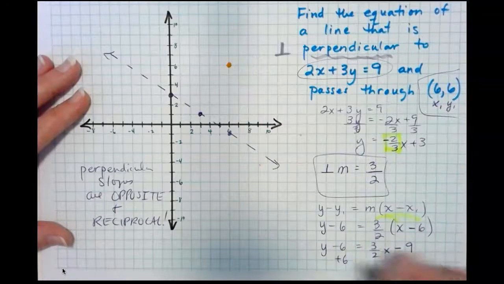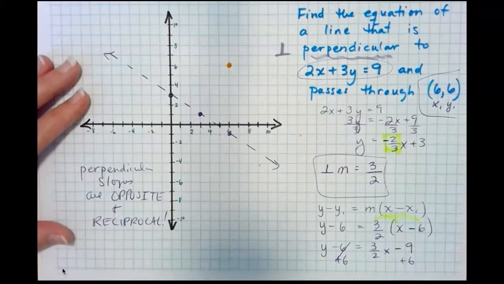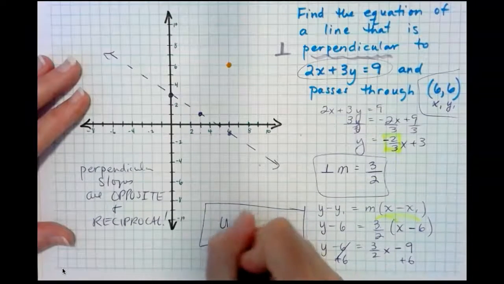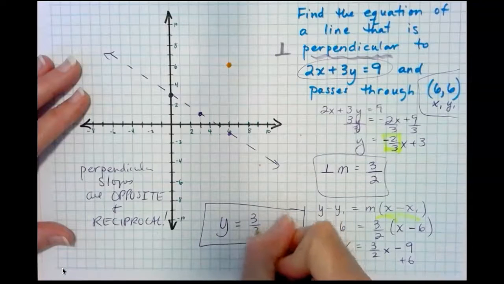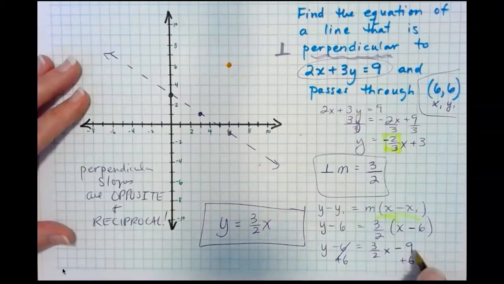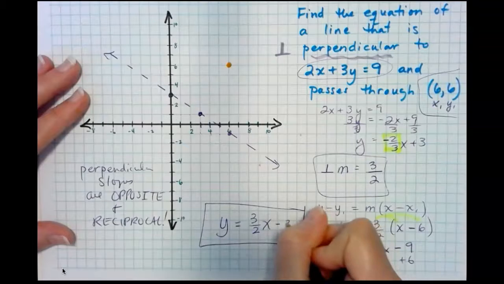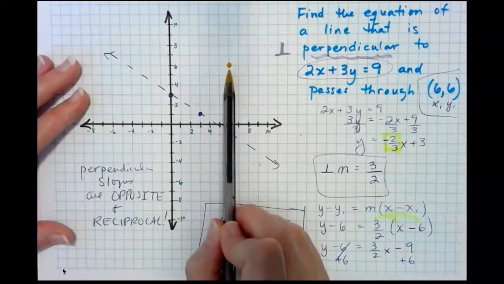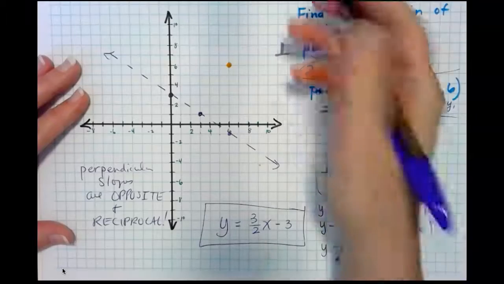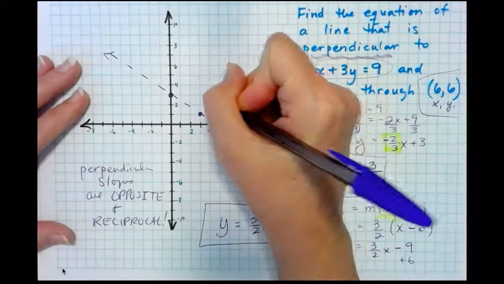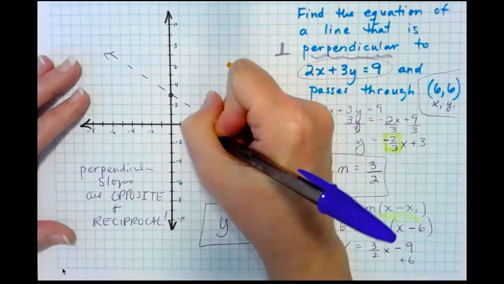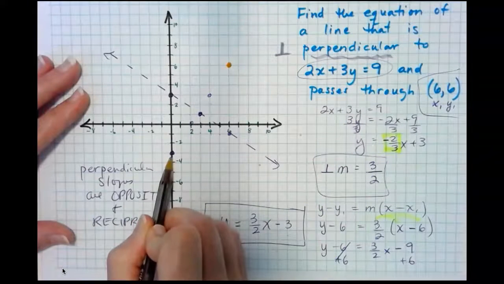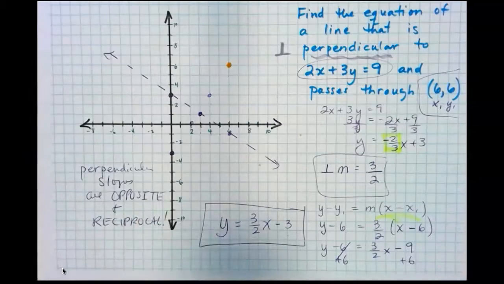Last step, add 6. Add 6, the 6's cancel, and we get a fresh new line of y equals 3/2 x, and -9 plus 6 is -3. So we know our new line is going through 6, 6. There it is, right there. And let's use this slope. So down 3, back 2, down 3, back 2, down 3, back 2. Just as we suspected, it's going through the y-intercept at -3.